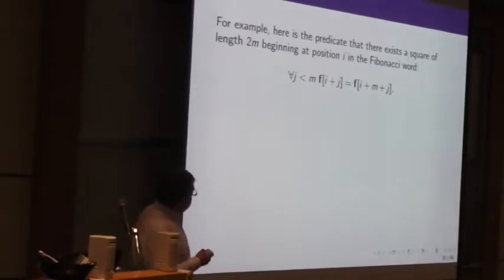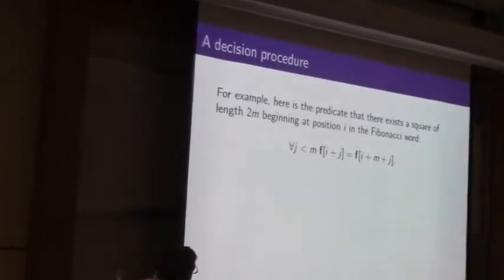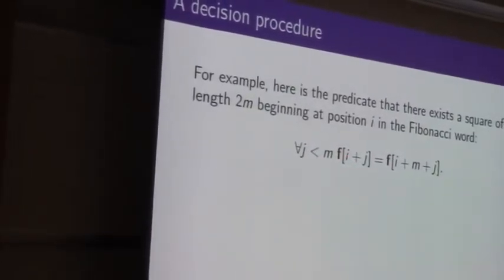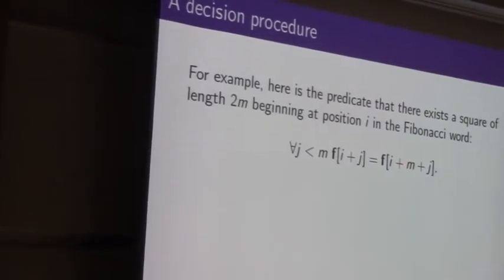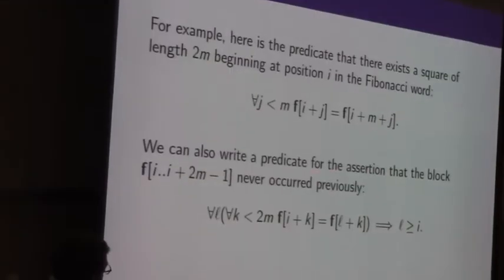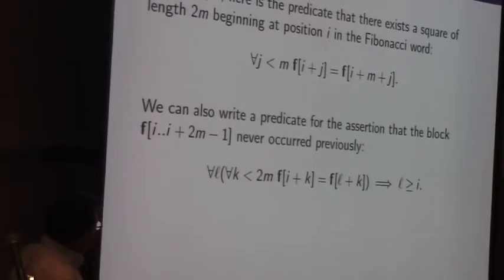So, just to give you a quick example, here's the square of length 2m beginning at position i. It's for all j less than m, the letter at position i plus j is the same as the letter at position i plus m plus j. We can also write down a predicate to say that this block is the first occurrence of this block. So there it is. Since I'm running out of time, I won't say much more about that.